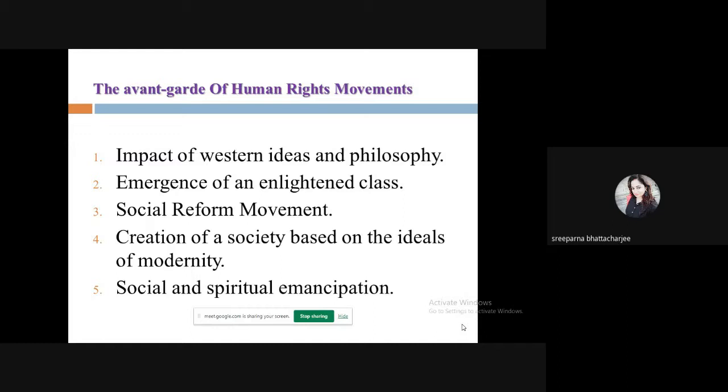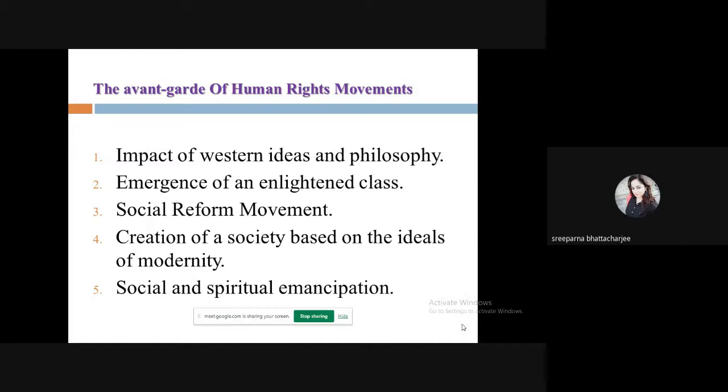Whenever there is exposure, different notions develop. There is a development in our thought. Then we try to question some of the prevalent social practices, and that exactly happened at that time. And when this social resistance was there, it ultimately helped to formulate acts to prohibit sati and all those kinds of systems.